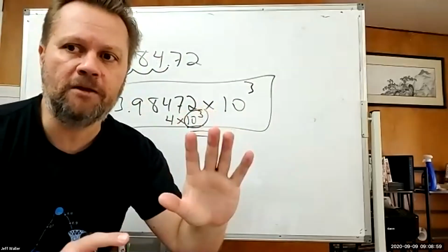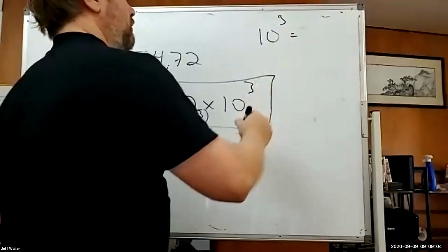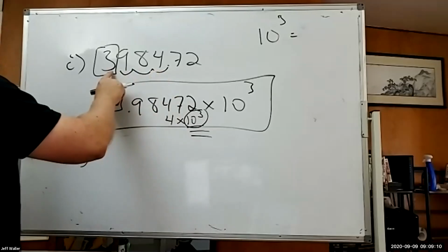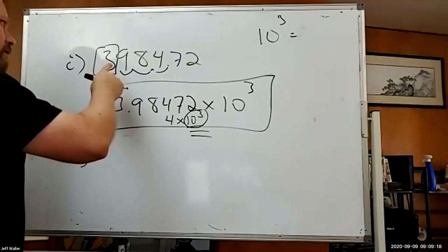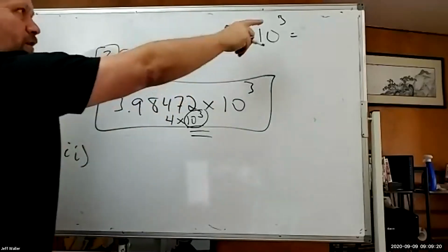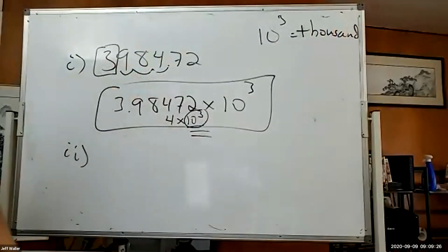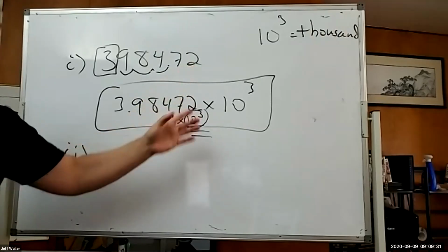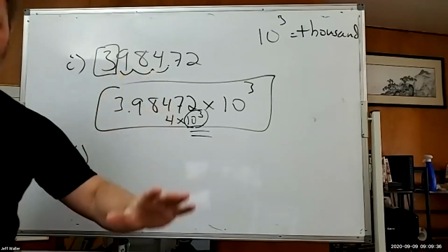Can somebody tell me what's the English word we use for 10 to the third? Cube. What is this number? Somebody read this number for me. 3,984.72. So 10 to the third is 1,000. Isn't 3,984 roughly 4,000? Yeah. Okay.